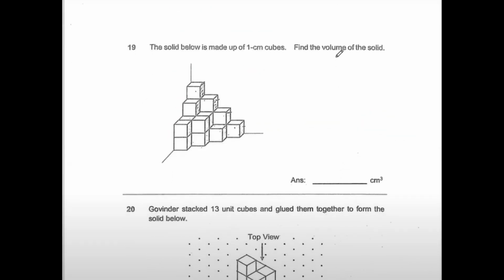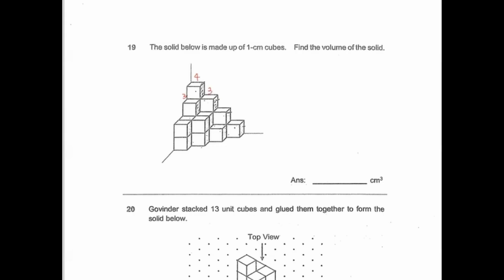Question 19, find the volume of the solid. Okay, how we're going to count this systematically. Let's start off with the tallest column. How tall is the tallest column? The tallest one is 4 cubes high. So this is a 4. Second layer, 3 cubes high. Then the next layer. So if it's 3 cubes high, I write down 3. So I know that I need to add 3 2 times.